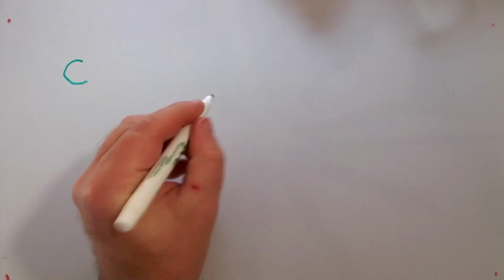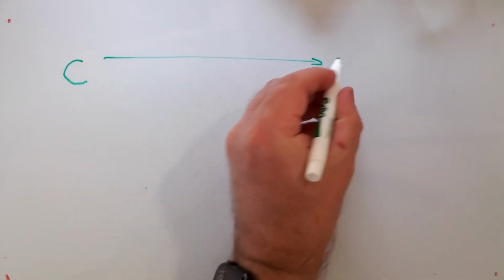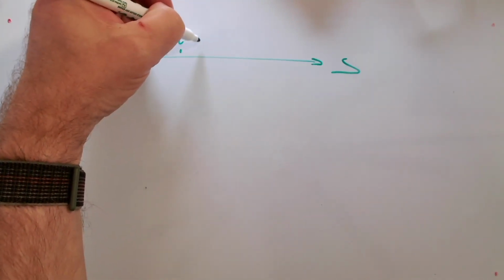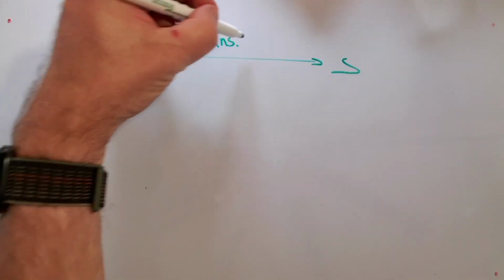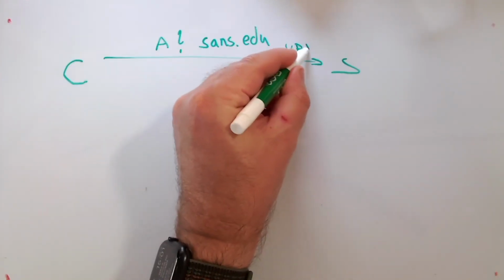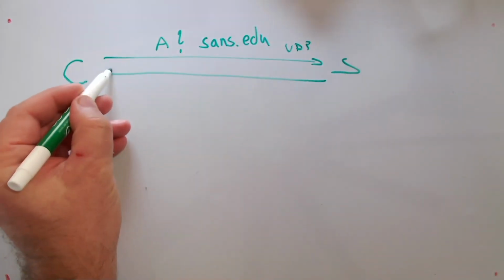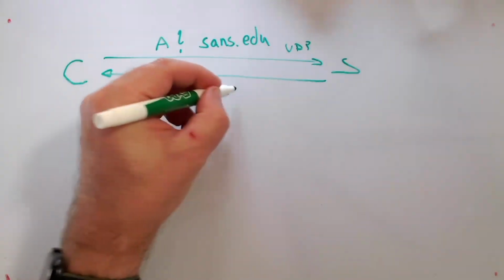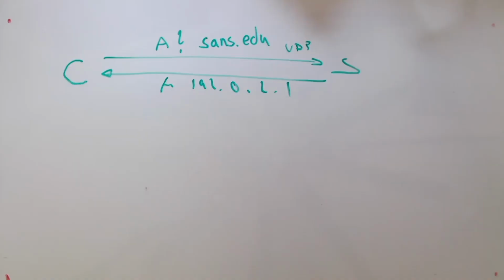So typically you have your client and it sends a request to a server. Let's say this is a query for sans.edu. So that's the query we are sending. This is one UDP packet. And then we have a response coming back in the form of a UDP packet. This is the address of sans.edu. This is all good and fine, and that usually works just great.